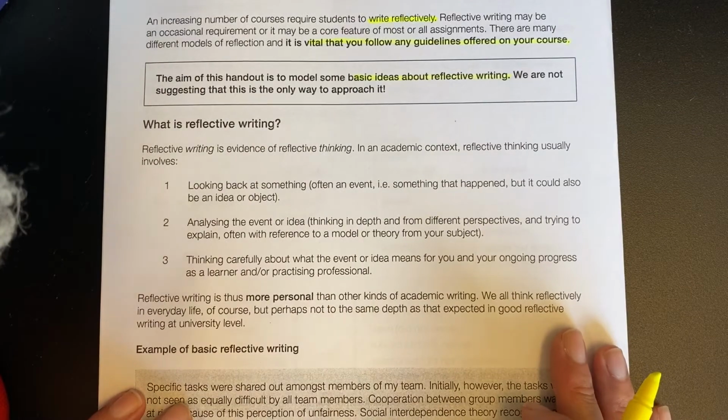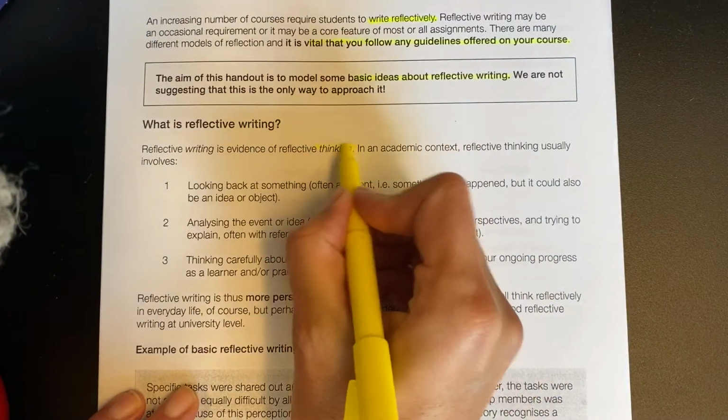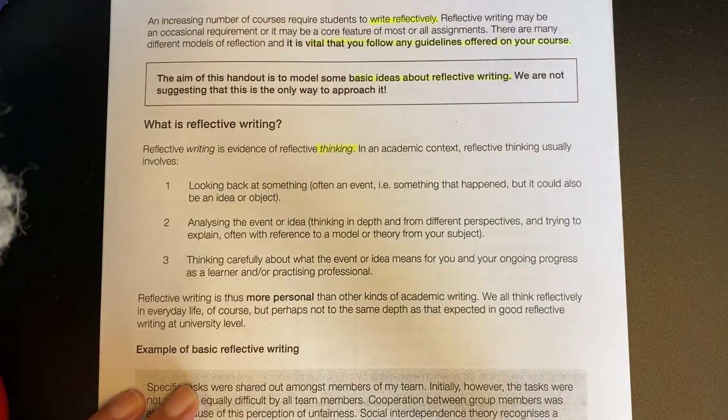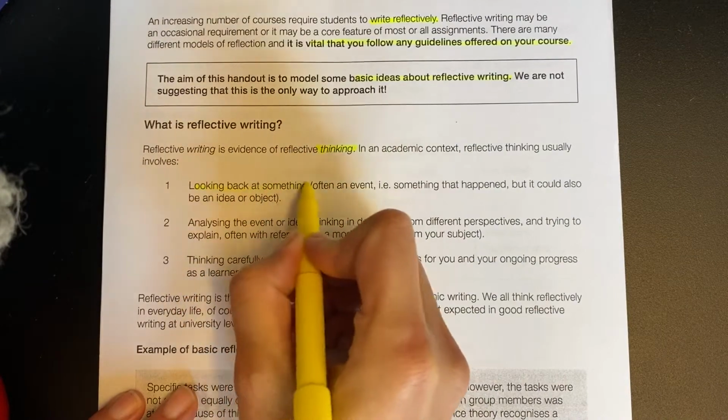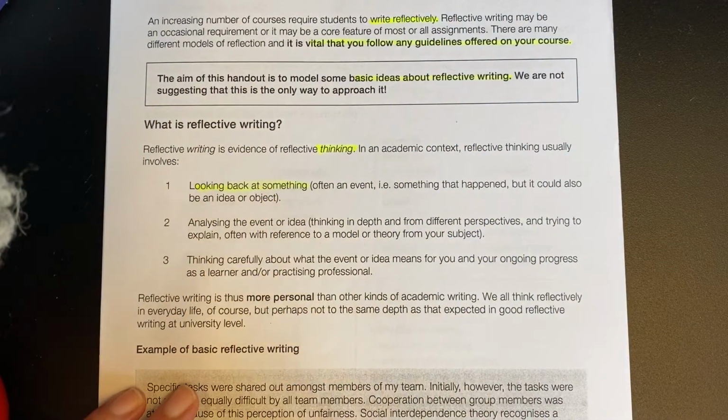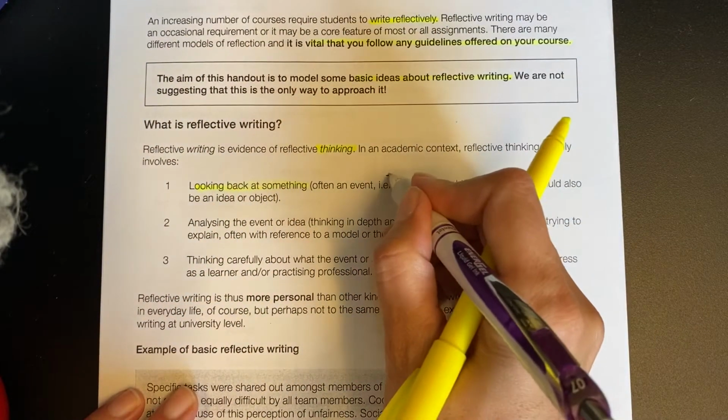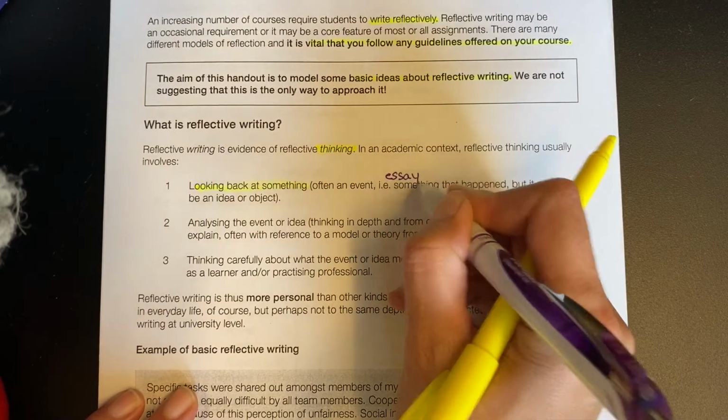So what is reflective writing? Well, reflective writing is evidence of reflective thinking. In this academic context of school, reflective thinking usually involves looking back at something. Might be an event. For us, it's of course going to be our essay that we're going to look back on, kind of our unit.